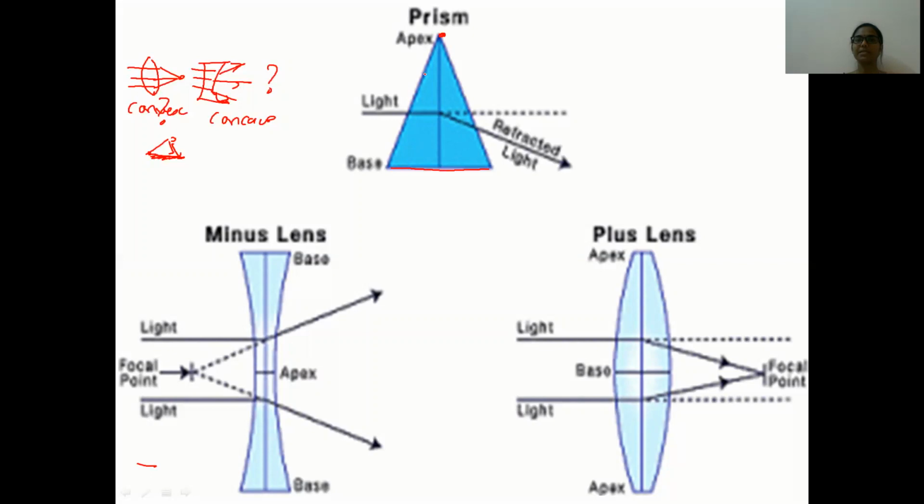However, with the apex and the base, when you pass light parallel to the base, what will happen? It will bend towards the base. The light ray will bend towards the base. This is the rule you need to understand here. When you pass a light ray parallel to the prism, it will bend towards the base.